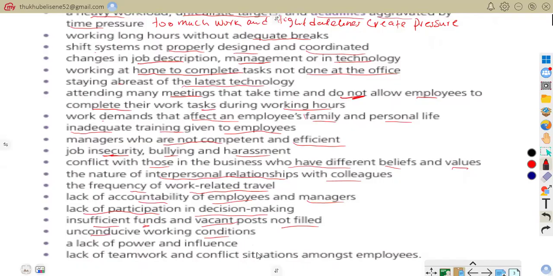Unconducive working conditions. We're talking about poor working conditions. An uncomfortable environment adds stress. For example, working in a noisy or unsafe office causes stress as well. A lack of power and influence. That is when employees feel they have no control over their work, for example, not being allowed to make simple decisions. So that is that. Let us move on.